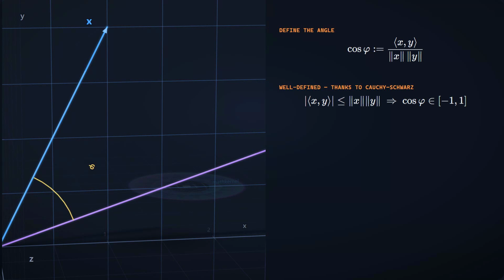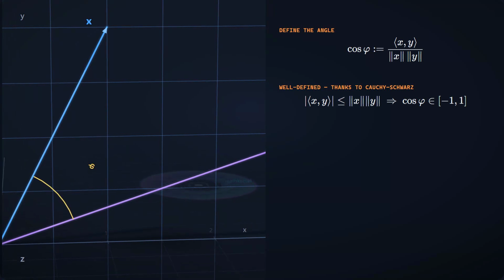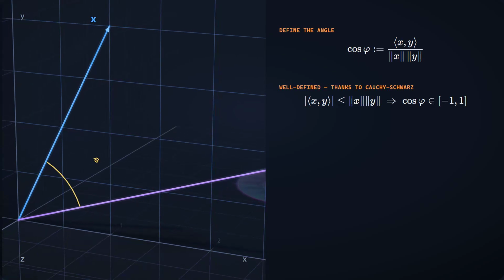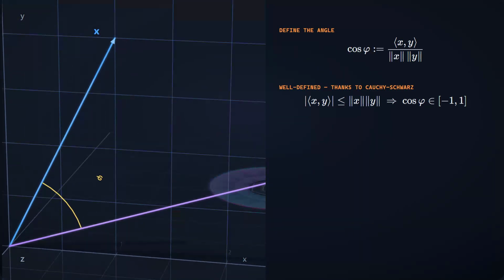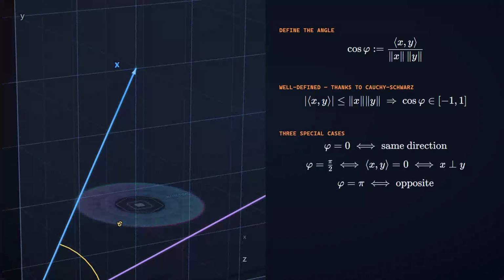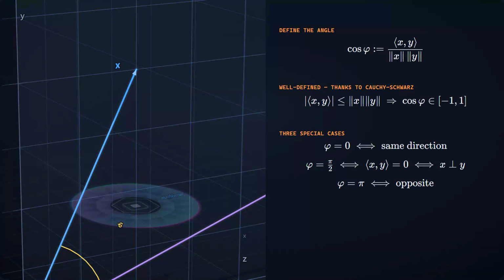The size of the product is at most the product of the lengths, so that fraction is trapped between -1 and +1. It's a legal cosine. Without that inequality, the definition would be nonsense. And because cosine is 1-to-1 from 0 to pi, the angle it names is pinned down uniquely. So read off the corners. Cosine 1 is angle 0, same direction. Cosine -1 is 180 degrees, dead opposite.